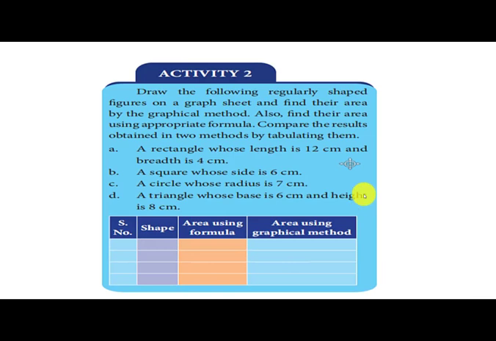Activity 2. Draw the following regularly shaped figures on a graph sheet and find their area by using the graphical method. Also find the area using the appropriate formula. Compare the results obtained in the two methods by tabulating them. What do you understand from this question?